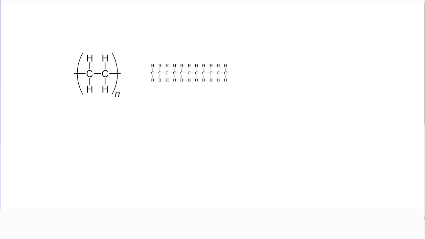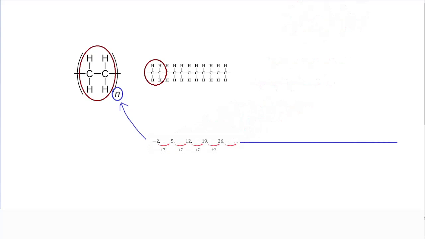A polymer is a repeating unit of a small molecule. In this case, it is ethene. Many ethene molecules build up the polymer called polyethene. The N shown here simply shows us that there are many ethene molecules. You can think of it from mathematics as the nth term of a repeating sequence.